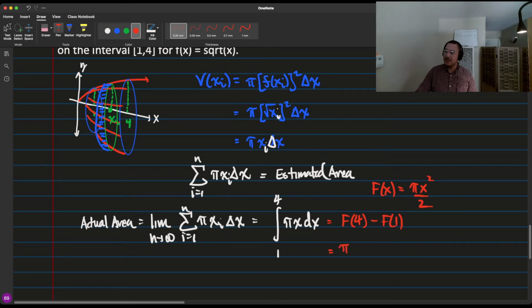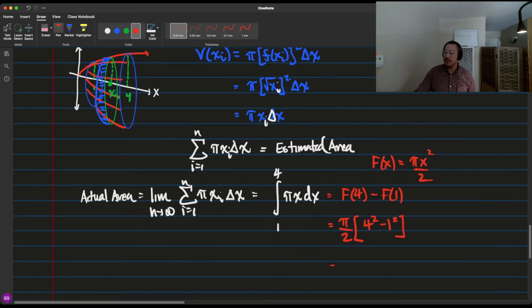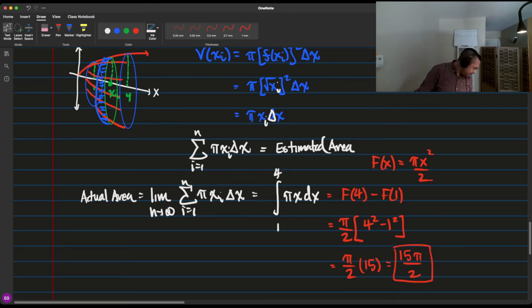We can factor out that pi over 2, right? Because it will be in both of them. So then we're going to have 4 squared minus 1 squared, which is going to give us pi over 2 times 16 minus 1 is 15. So whatever 15 pi over 2 is, there's the volume of that shape. Boom.